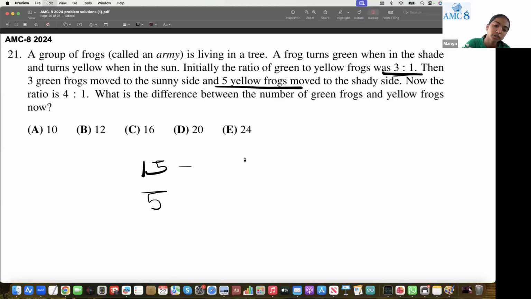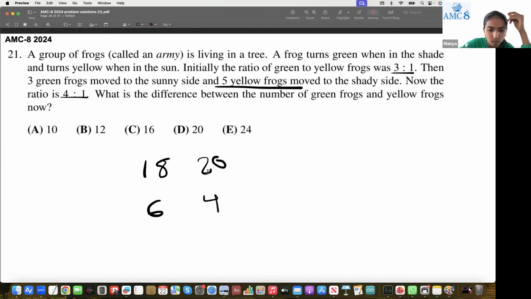How about we go to 6. So suppose that there are 6 yellow frogs in the shady side. So 6 to 18, which is 3 to 1, and we have to add 2 to it, which is 20. We have to subtract 2 here, which is 4. So 20 to 4, which is in the ratio of 5 to 1, not 4 to 1. So this cannot work.